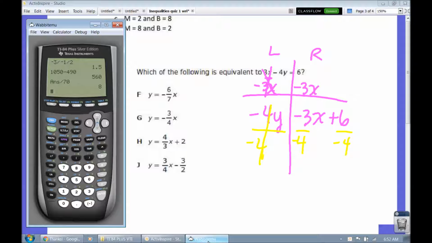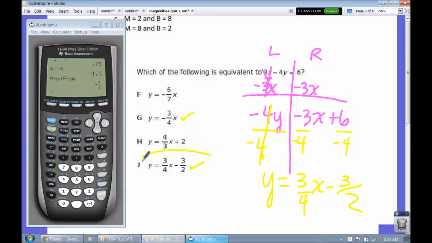Now, if you're not sure if you're supposed to have a positive or negative fraction, because you see you have 3/4 here in J, and you have -3/4 here in G, use your calculator. You can do -3 divided by -4. If it gives you a positive decimal, you get a positive fraction. So my fraction has to be positive. Now let's look at 6 divided by -4. It gives you a negative decimal, so you have to have a negative fraction. So if you do math frac enter, you get -3/2. Your answer is J.